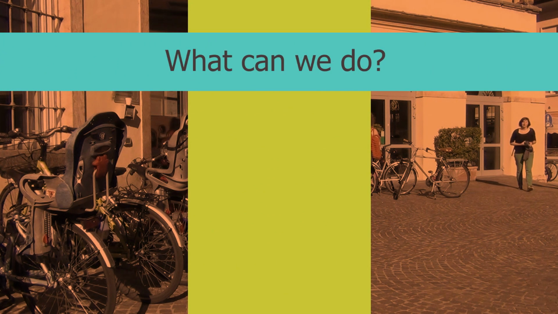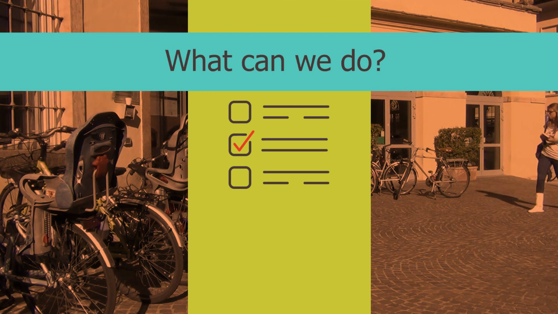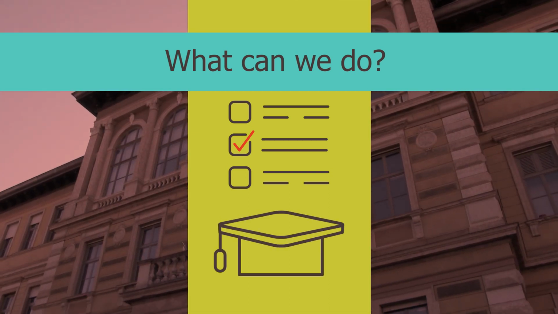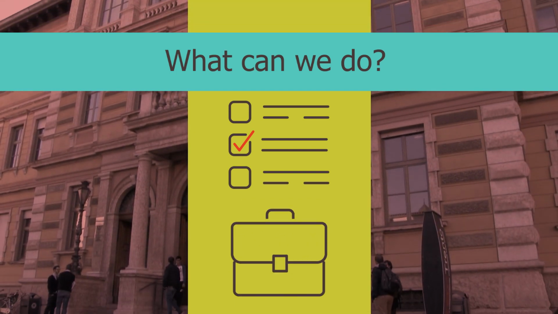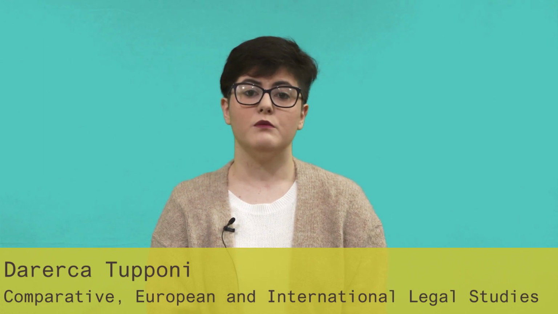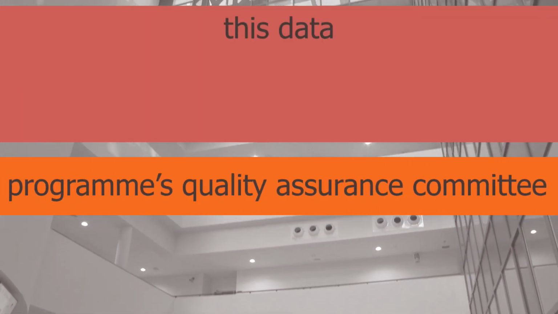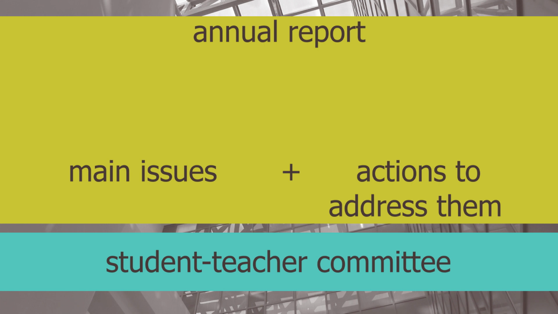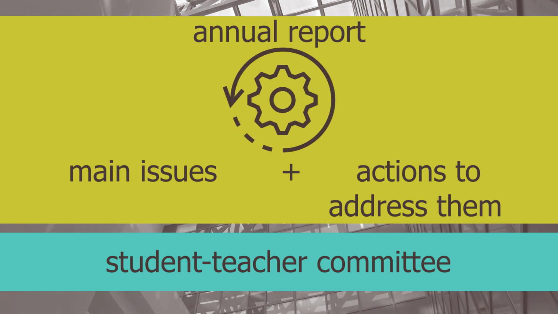What can we do in practice to contribute effectively to the improvement of quality at our university? Well, first of all, by ensuring we take student surveys seriously, responding objectively and constructively. There are various surveys, from those regarding taught courses to those about student services, and those regarding employment after graduation. These surveys provide very important feedback. We might have the impression that this feedback is not acted upon, but this is not the case. This data is thoroughly examined by the programme's Quality Assurance Committee, and the Student Teacher Committee also prepares an annual report which identifies the main issues to emerge and proposes actions to address them.